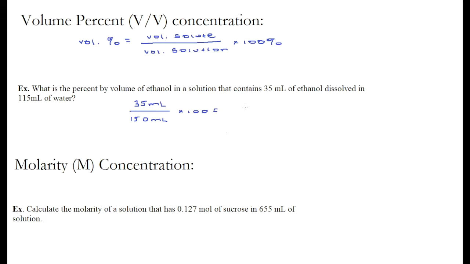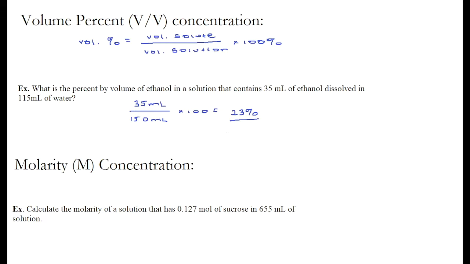So the answer that I get when I actually divide is 23.33%. I've got 2 sig figs here, 2 sig figs here, so I'm going to just round this to 23%. Okay, so that's volume percent concentration.